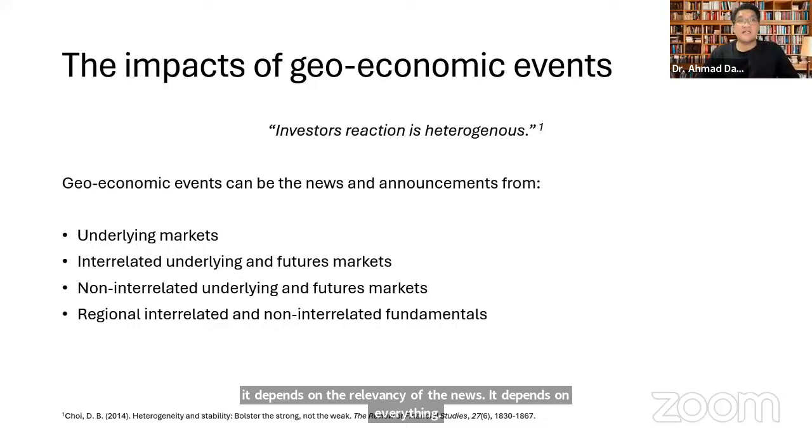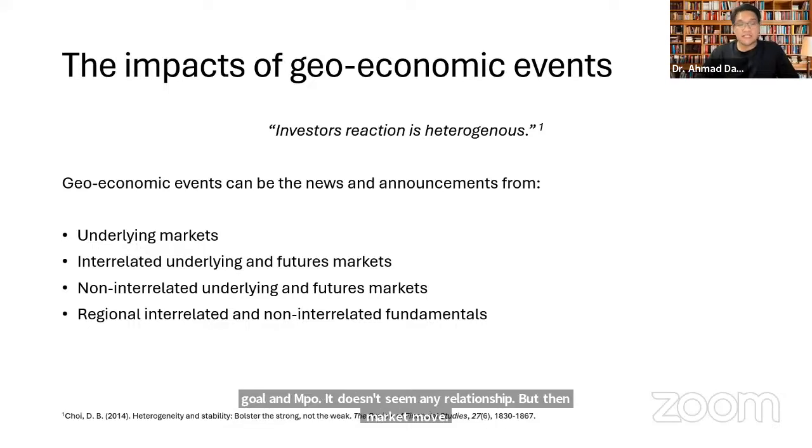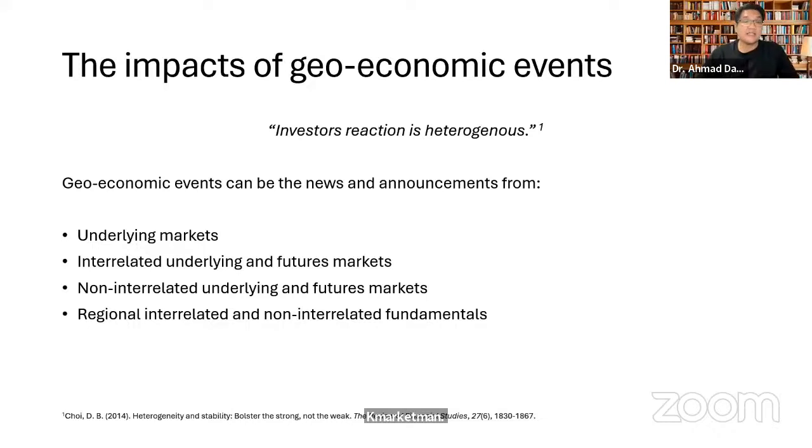It can be news and announcements from its own underlying markets. It can be from interrelated underlying and futures markets. It can be non-interrelated, as what we covered just now. What's the relationship between gold and FCPO? It doesn't seem to have any relationship, but then the market moves. Also regional. Regional means if you are in Malaysia, our regional markets are China, Hong Kong, Taiwan, Thailand, Indonesia, Singapore, Philippines.